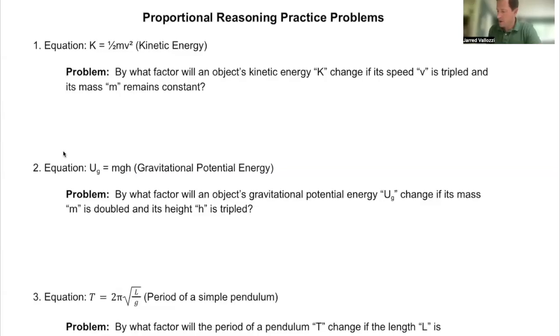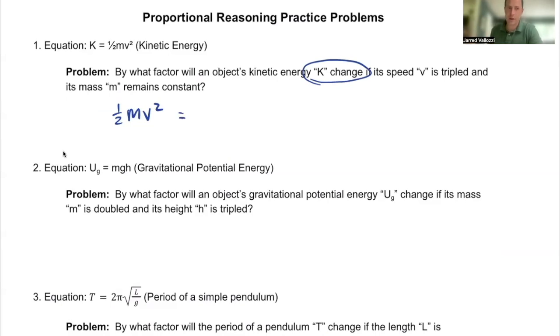For the kinetic energy equation, by what factor will an object's kinetic energy change? So the variable in question is K. Now the equation's already solved for K, so we don't have to do any work for step one. Then step two is taking that equation and turning it into something that's no longer equal. We're going to write in everything that stays the same, and then we're going to write factors of change.